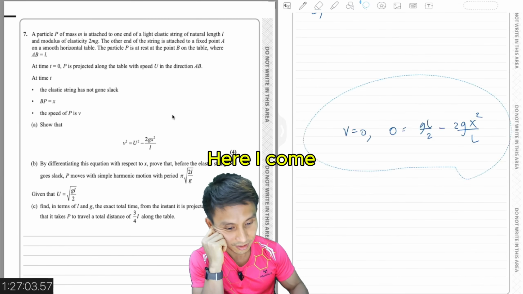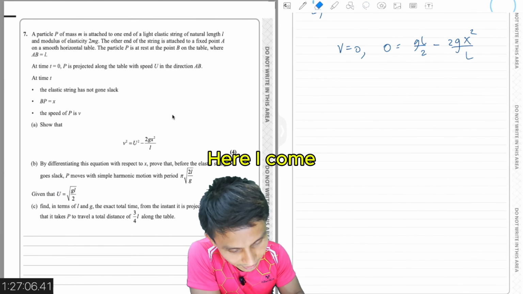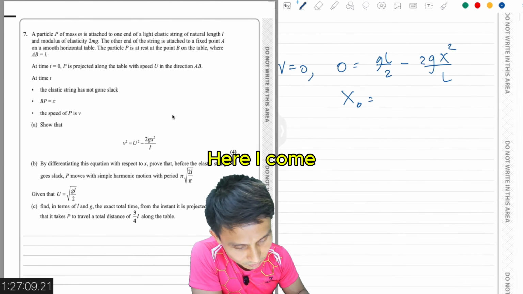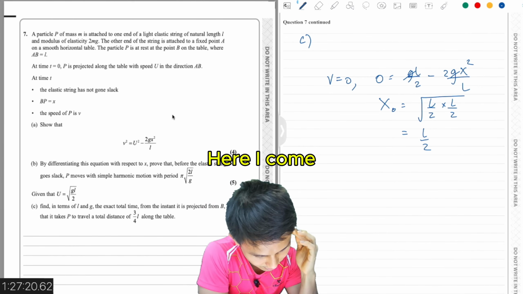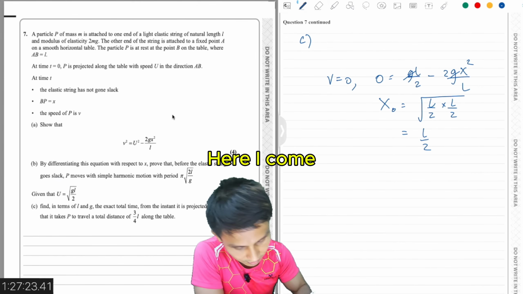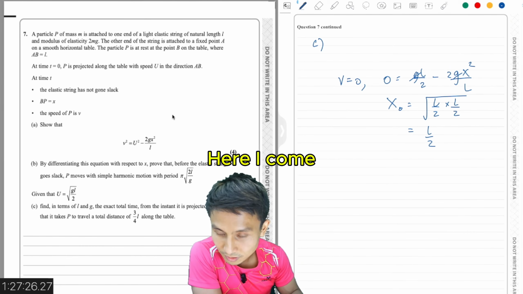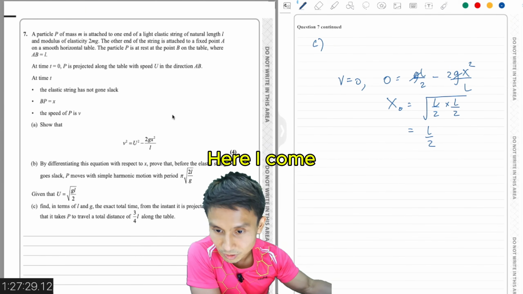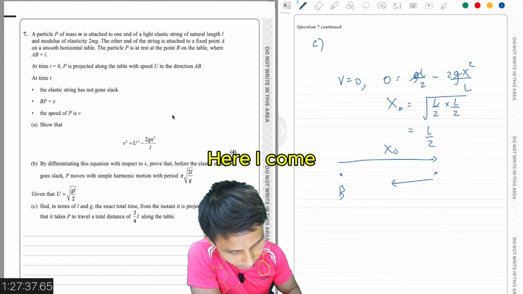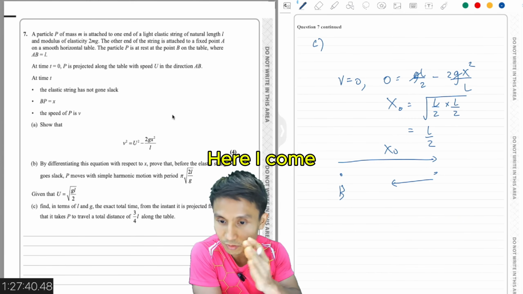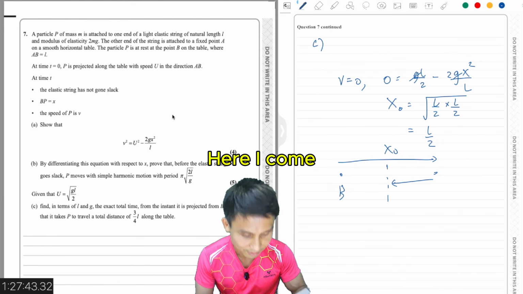Let me just, 3 minutes. Okay, so x naught here is equal to, we cut the g, it's going to be l over 2 times l divided by 2 square root. So that will be l over 2, right? Yeah, it will be l over 2. So l over 2 is just halfway. So it's going to go back by a quarter. So this is at B. This is at the amplitude x naught. It is going to go back by 3 over 4. So it's going to be halfway here.